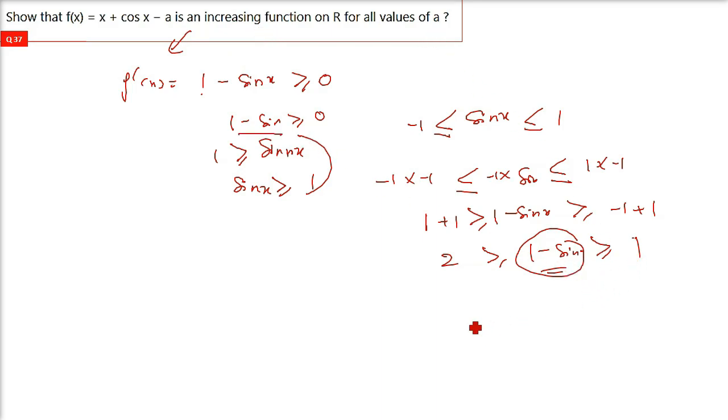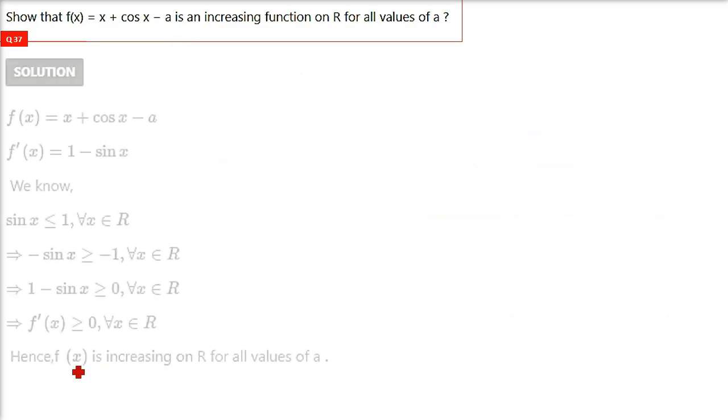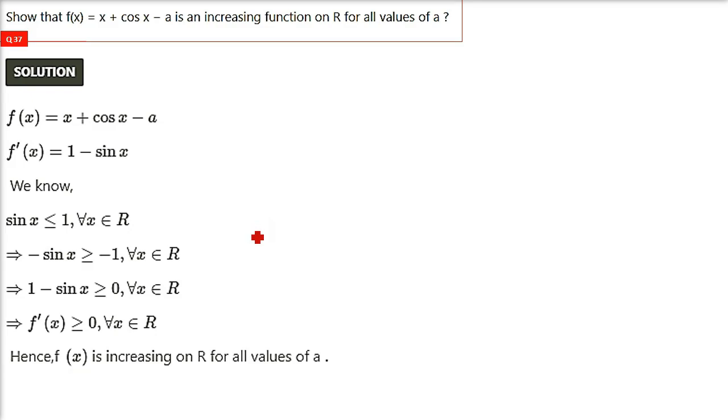I showed you. First I tried a different approach, then I told you no, we should go to this approach. So 1 - sin x is between 1 and 2. So f'(x) is greater than or equal to 0, because 1 is greater than 0, 2 is greater than 0. So this is how we are going to write it. We have different ways we can write. It can be straightforward, or it can have all the symbols, and symbols are much appreciated in mathematics.